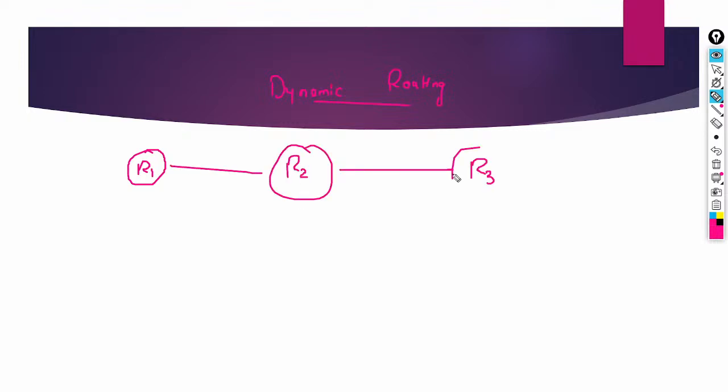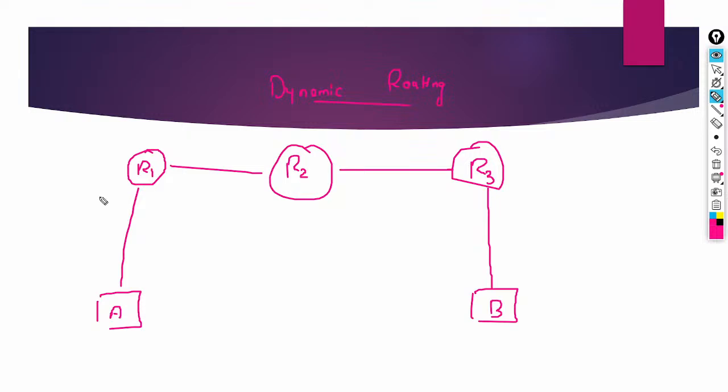So what is dynamic routing? In the previous example, what was happening? We were manually adding the routes to our routing table. For example, suppose I have an R1 router, here an R2 router, and here an R3 router. Let me take just three routers right now. And here I have one device A, and here I have another device B.